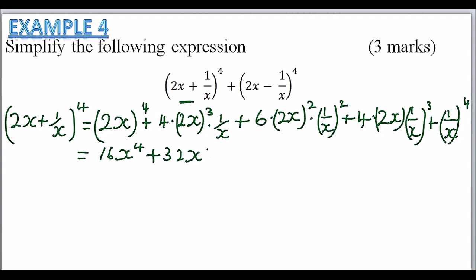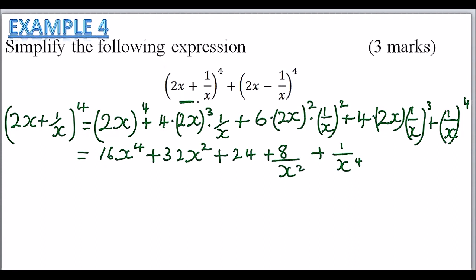So we will be left with x squared plus 2 squared is 4. 4 times 6 is 24. So here we have 1 over x squared. So in the denominator x is squared and in the numerator x is squared. So they will cancel. So plus, this is 4 times 2. This is 8. In the denominator we have x cubed. In the numerator we have x. So we will be left with x squared in the denominator. Then plus 1 over x to power 4.